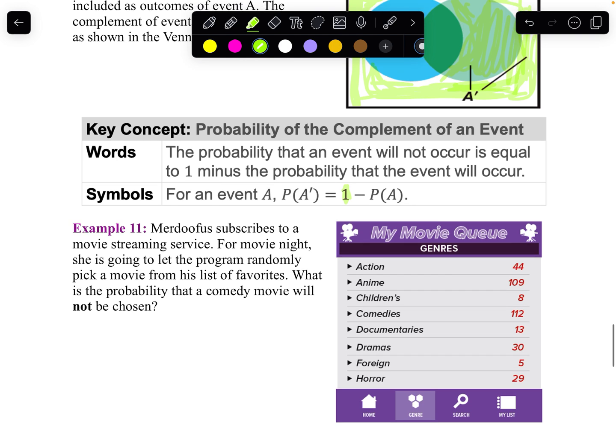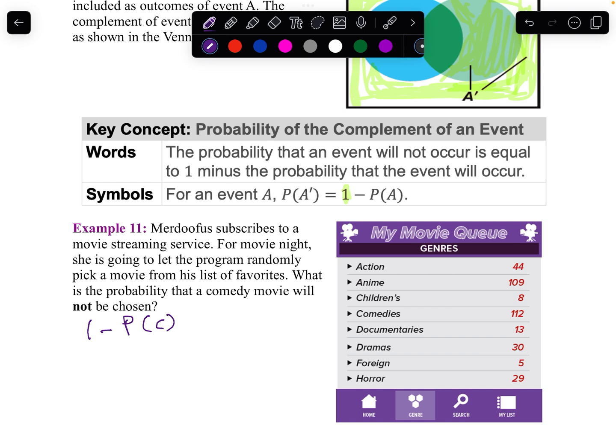So if I take a look at example 11 here, we've got Merdufus. She's going to watch a movie tonight. She's going to pick a movie from the list. Well, probably the comedy will not be chosen. So what happens is, I'm going to find 1 minus the probability of a comedy.